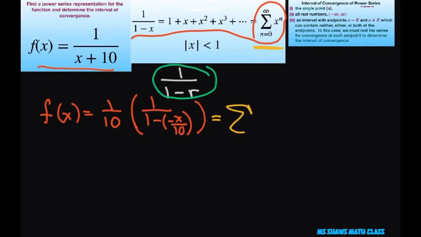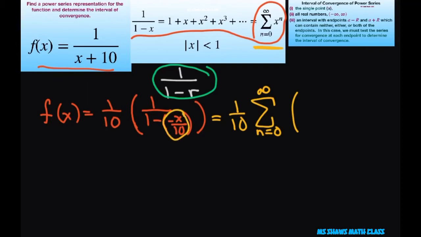Let's write the 1/10 in front. Then we're going to have the sum, n equals 0 to infinity. And then looking at this is your x part. So you're going to write this as negative x divided by 10 to the nth power. So I just substituted in that x.